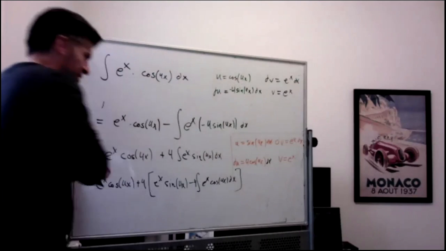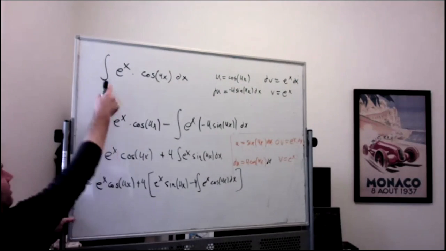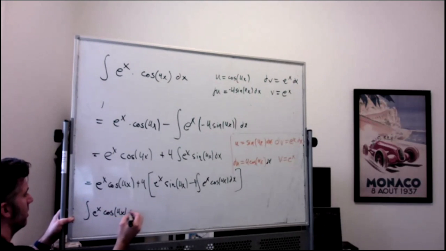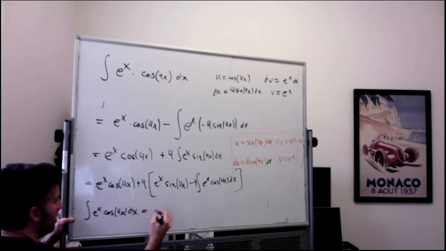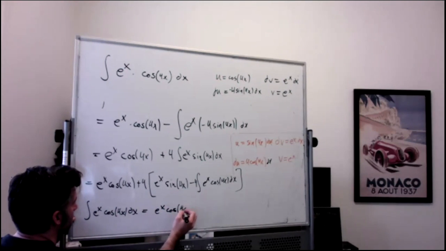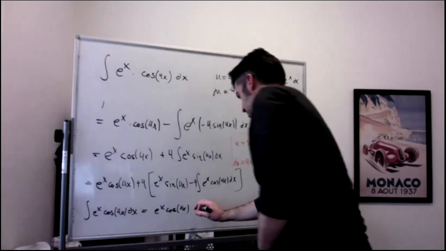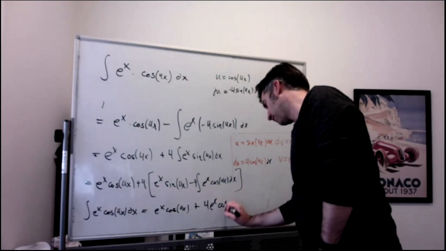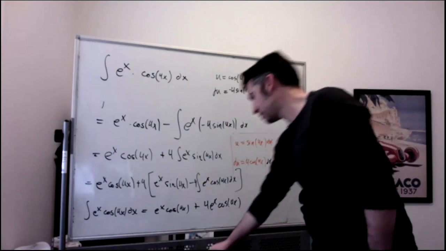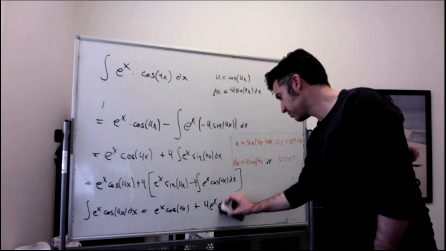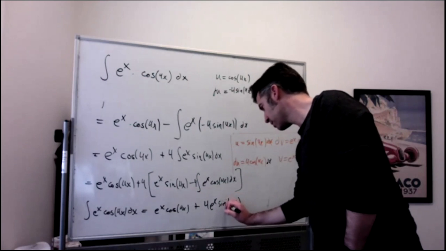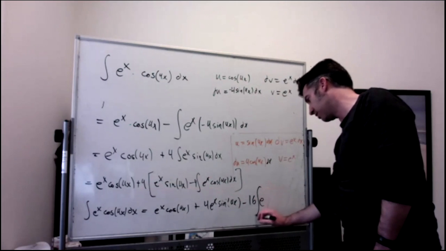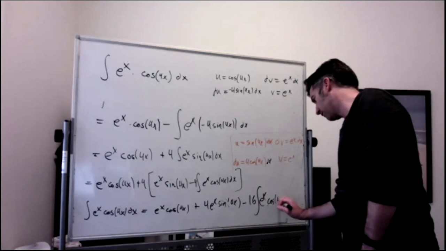Here's what's going to happen. I'm going to write this and then I'll say some words. So I've got the integral of e to the x cosine of 4x dx equal to e to the x cosine of 4x plus 4 times this is 4 e to the x cosine of 4x. Sorry, sine of 4x. Apologies. And then finally, 4 times negative 4 is minus 16 times the integral of e to the x cosine of 4x dx.